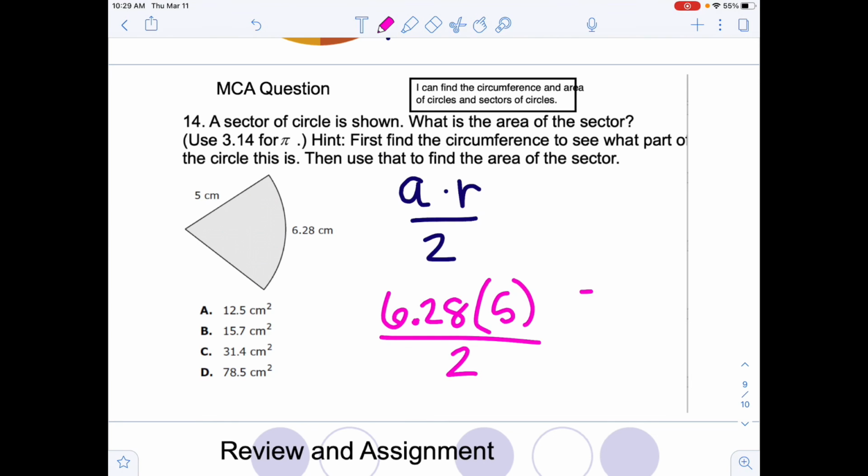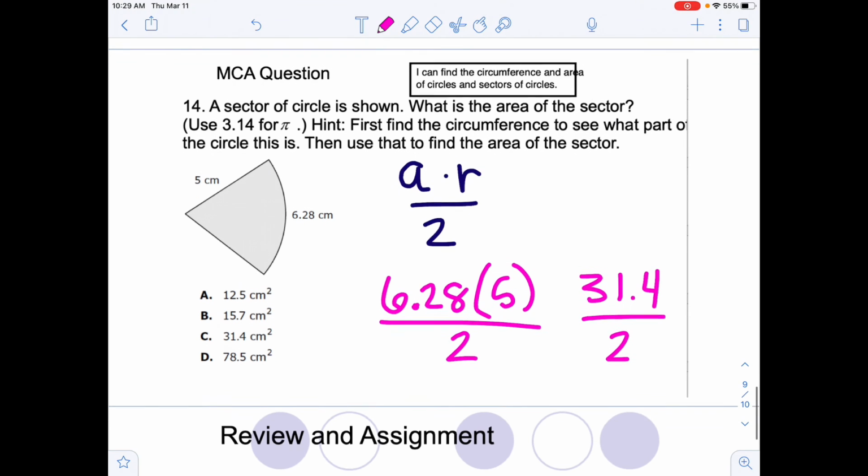6.28 times 5 is 31.4. Divided by 2 is 15.7. And since it's area, centimeters squared. So our answer, oops, I just circled the wrong one. Our answer would be B, 15.7 centimeters squared.